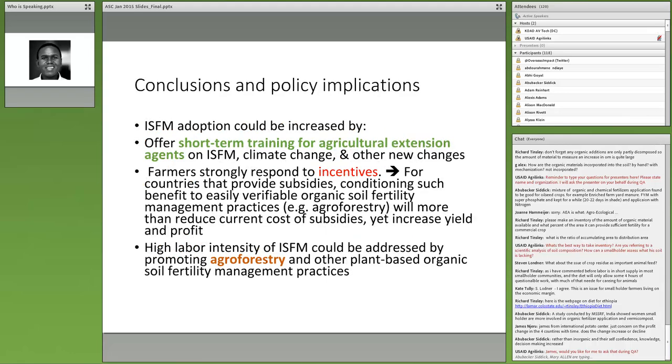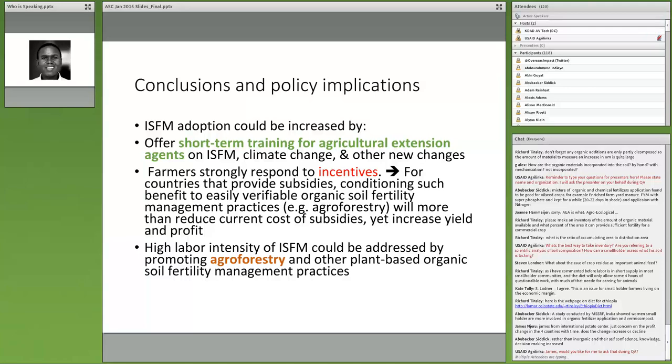So in conclusion, we are saying that ISFM adoption could be increased by offering short-term training to the agricultural extension agents about ISFM, climate change, and other new changes. And farmers can strongly respond to these incentives. So we can change the subsidy program currently by giving them on condition that the farmers have planted agroforest trees.